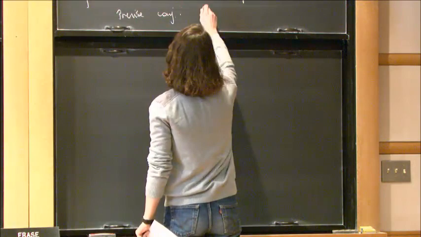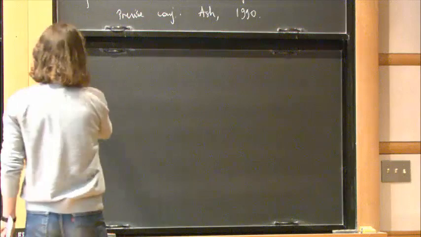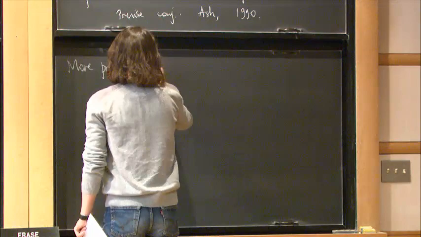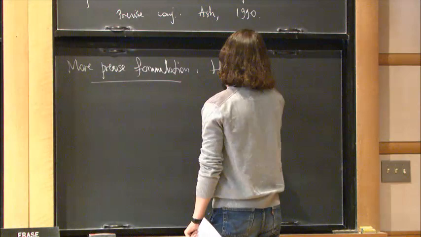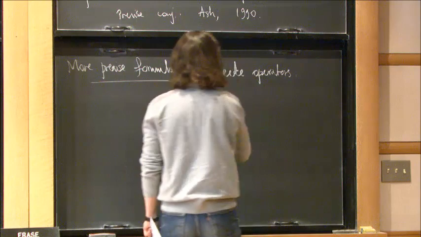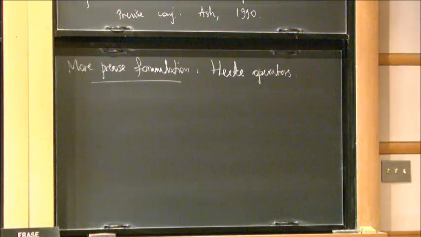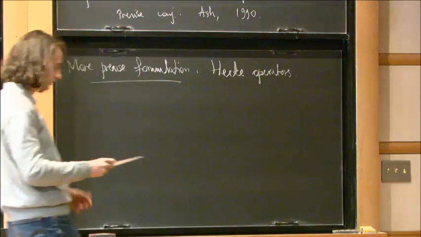So a precise conjecture, which was put forward, for example, by Ash in 1990. So for a more precise formulation, I have to talk about Hecke operators. And it's because, so it's really crucial that I work with congruence subgroups here. And some of the way this congruence property is used is that it's possible to define Hecke operators. So how does this work?